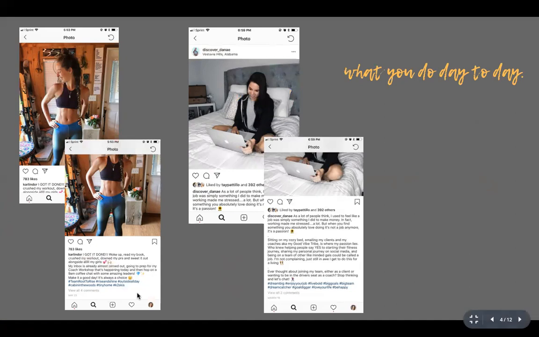So, just sharing what you do day to day. If you look at Carly, she says, "I got it done. Woke up, read my book, crushed my workout, did my pre-workout, and sweat it out alongside all of my girls. My inbox is already almost zeroed out, going to prep for my coach workshop that's happening today, and then hop on a 9 a.m."